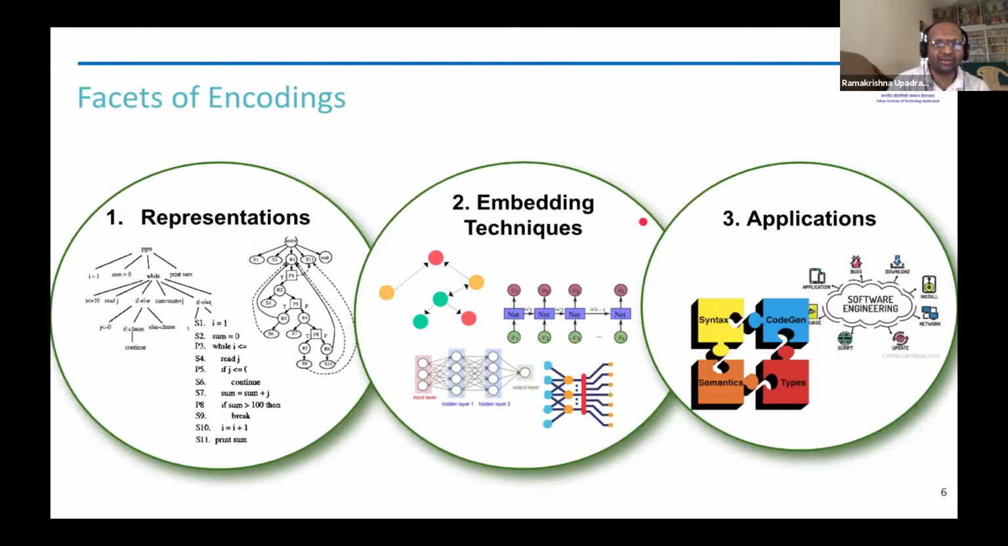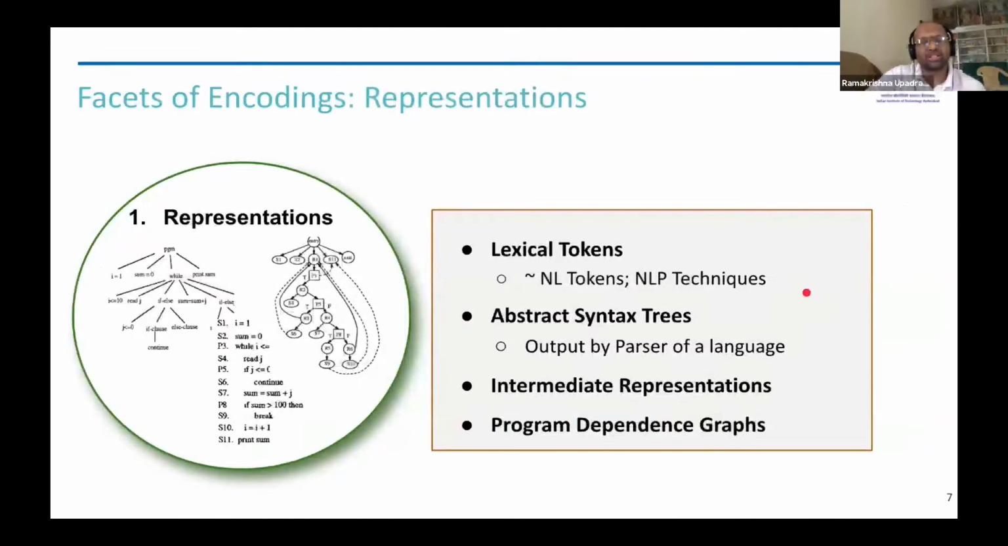So we can broadly classify the encodings in a three-fold manner. Whether they are based on the representations, how you are taking the program and representing it, or embedding techniques, how you are actually constructing a vector out of it, what methodology you are using to construct a vector, or what applications you are using it for. So these are the three facets of what we call encodings. Let's go through these three points one by one. The representations is a very standard compiler-based characterization.